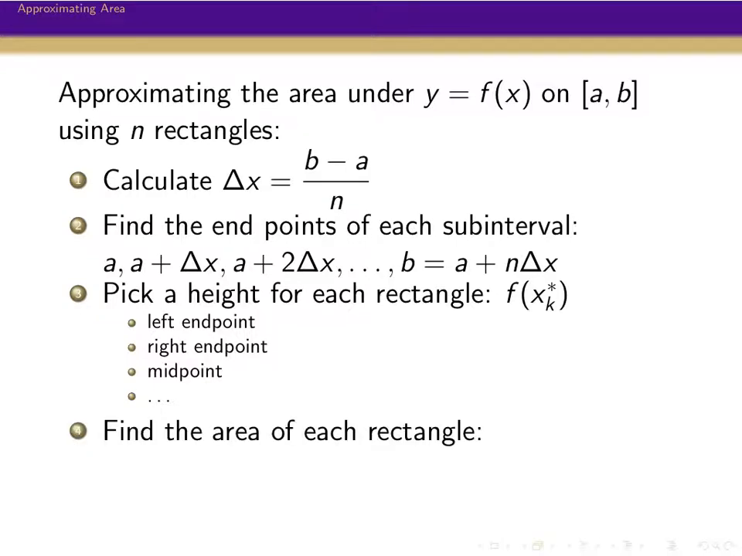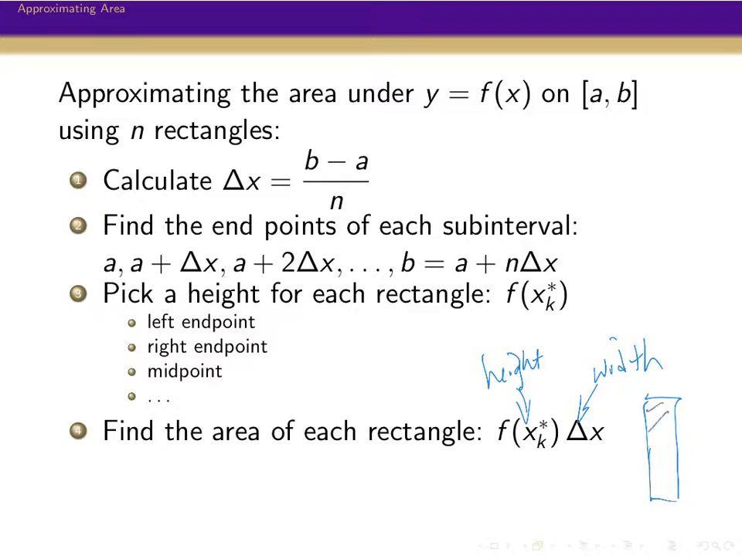Okay. And so now that we have our width, which is delta x, and we have our height, which is the value of the function at that point, well, we picked rectangles because they're easy to get areas of. You just take the width and the height and multiply them together. And so the area of each rectangle is just going to be f of x k star, so the value of the function, this is the height, times delta x. This is the width. That gives us the area of our subrectangle.